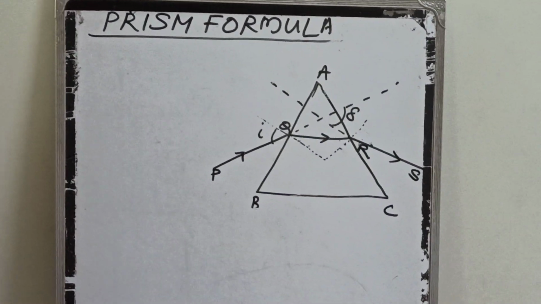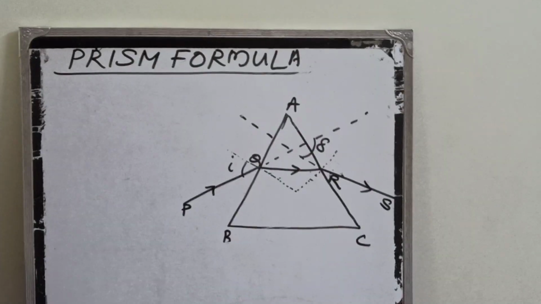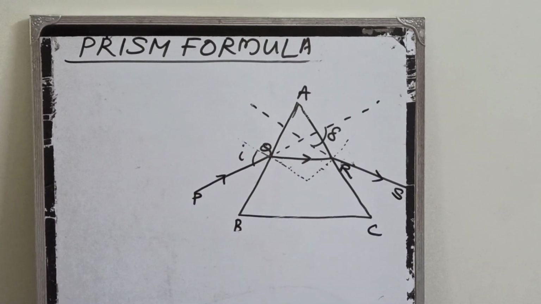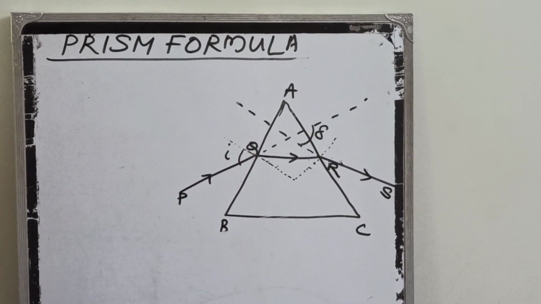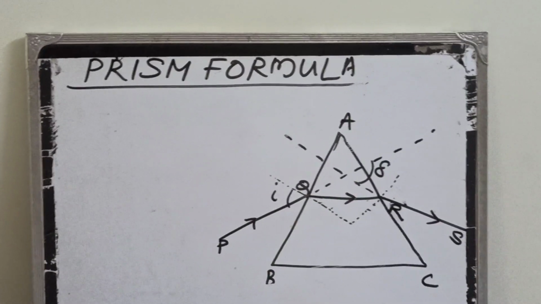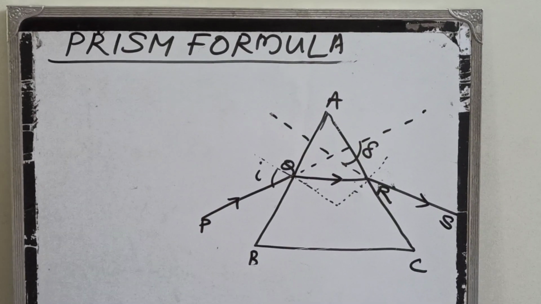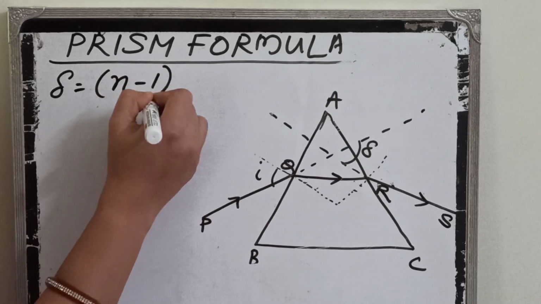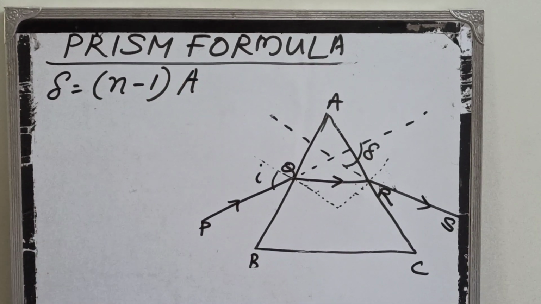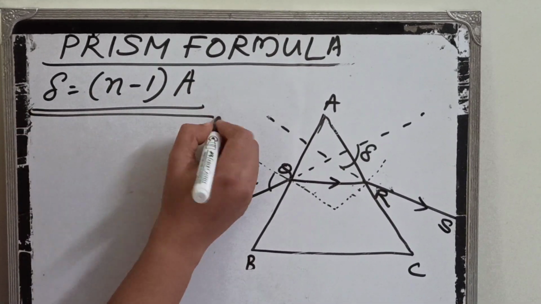Today, we will be discussing the prism formula. So, already you know what is a prism, and finally, in the last class, you have derived one equation, that is delta is equal to n minus 1 into A, isn't it? Up to this we studied.